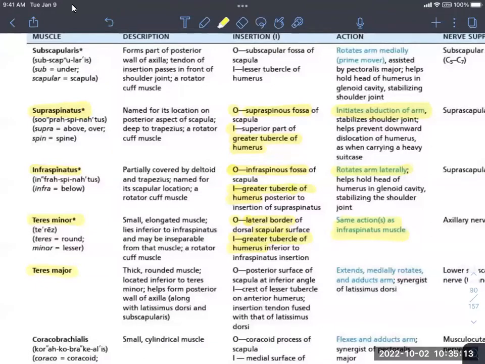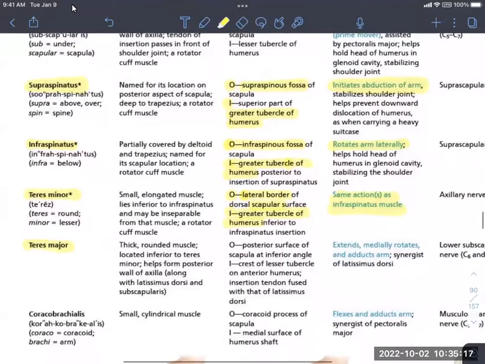Teres major. It originates on that posterior surface of the scapula. It's going to insert at the intertubercular sulcus of the humerus. So that inserts at the intertubercular sulcus. That's what you need to know it as. Teres major will extend, medially rotate, and adduct the arm.